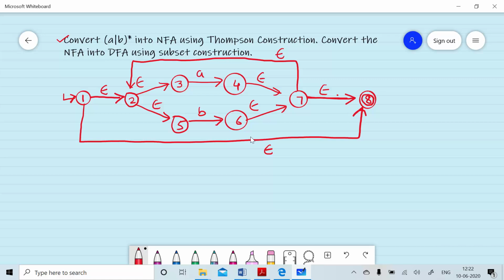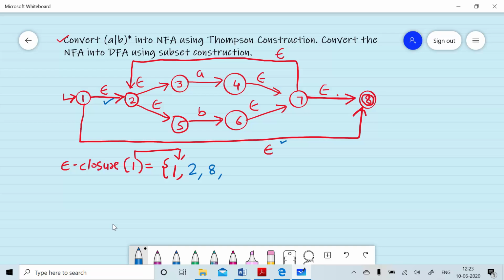Now we will apply subset construction. In subset construction, first we need to find out null closure of the initial state. So here initial state is 1. So we need to find out null closure of 1. Null closure of any state will include itself. So 1 will be there. Now there is a null transition from 1 to 2. So we will also include 2. There is a null transition from 1 to 8. So we will also include 8.